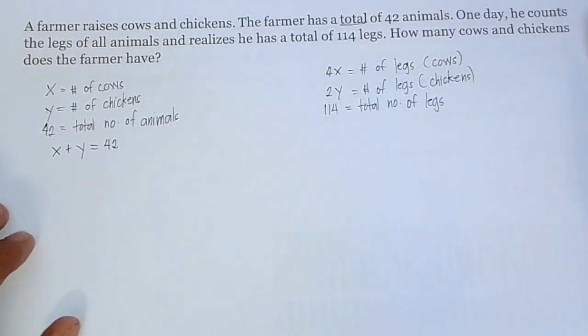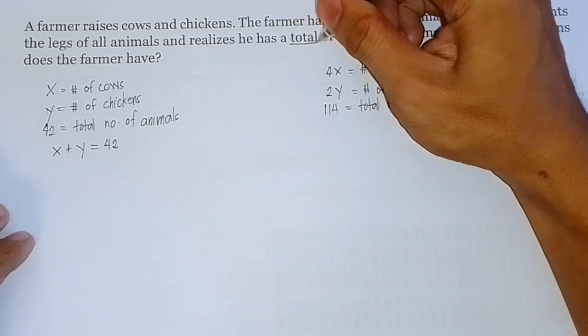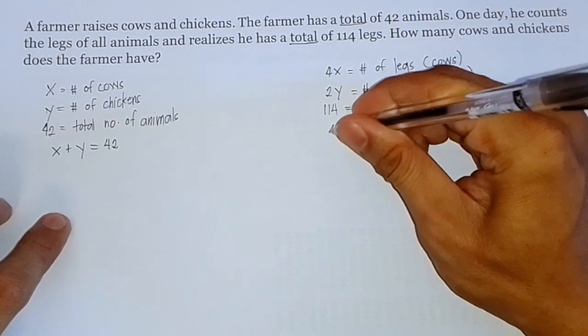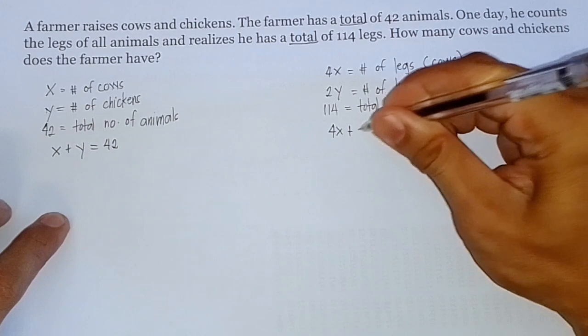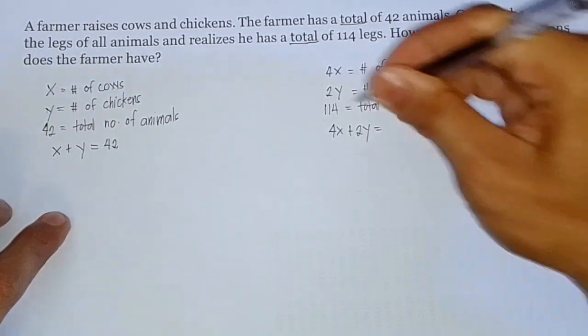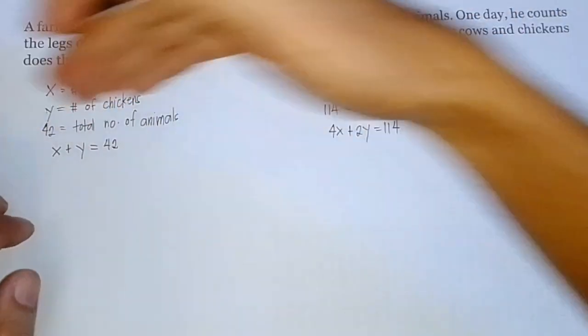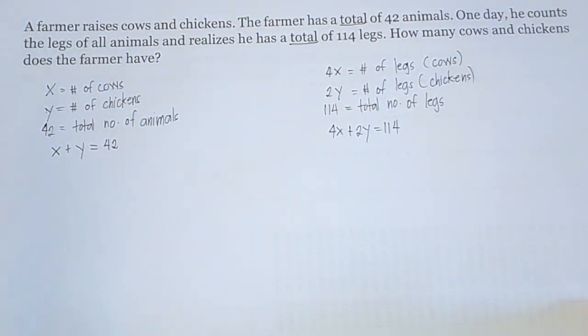Alright, so now we're gonna make an equation. Take note again of the word total, meaning we're gonna add the number of legs of the cows and the number of legs of the chicken. So that would be 4X plus 2Y is equal to 114. So there are 2 equations here: X plus Y is equal to 42 and 4X plus 2Y is equal to 114.